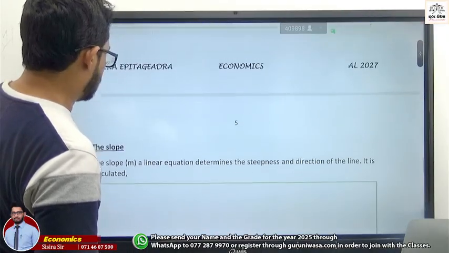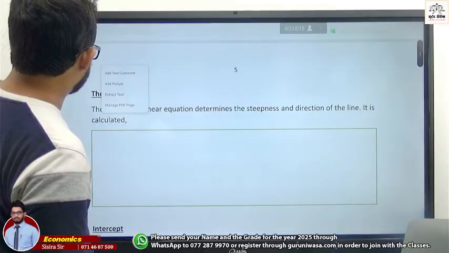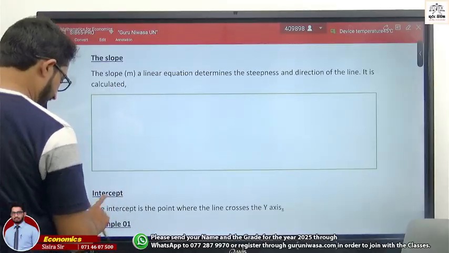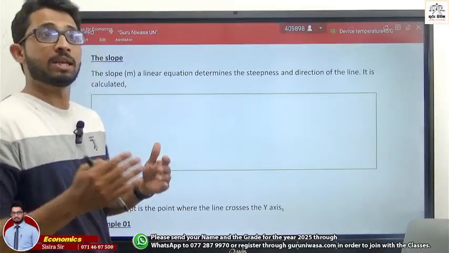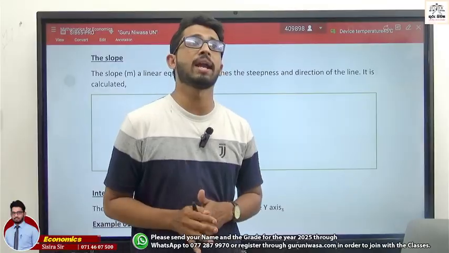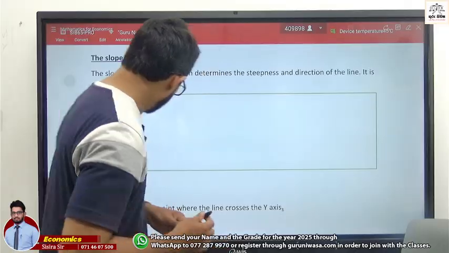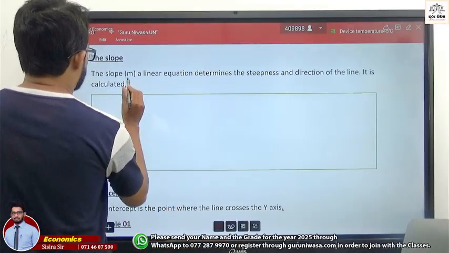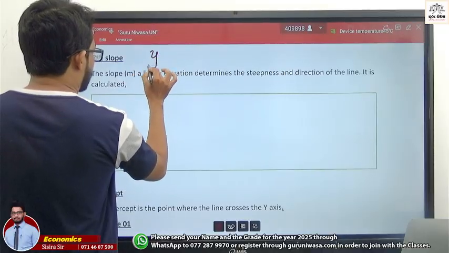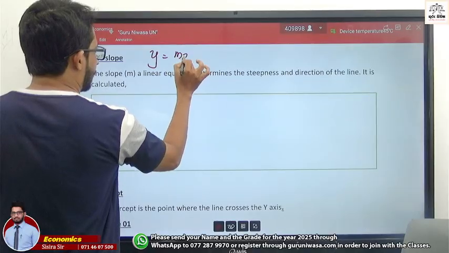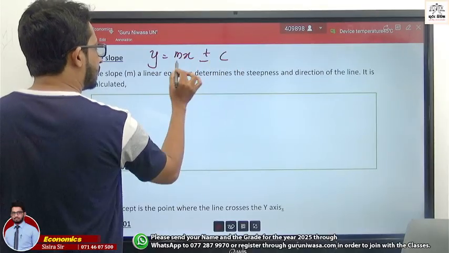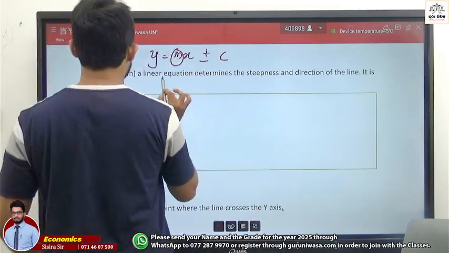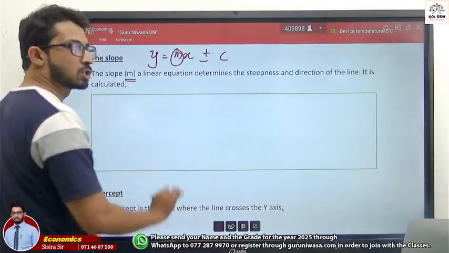Then the slope m. Actually I'm explaining what the parts of a linear equation are. Slope, can you remember the y equals mx plus or minus c? This is the slope, m is the slope.